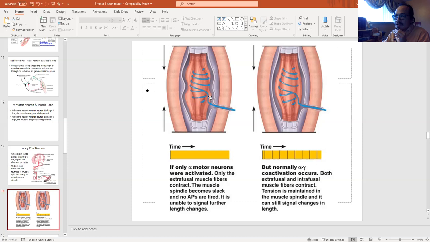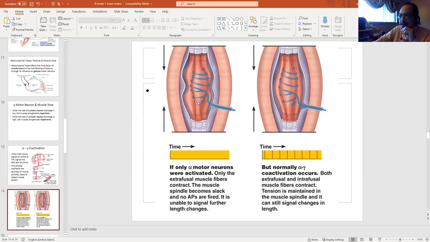Then the muscle spindle becomes not sensitive. It has no signal, it's not stretched. And so the muscle spindle reduces its sensitivity to the muscle condition. And that is not good because when we do any movement, we need to know where our muscle is. We need to maintain proprioception. So we cannot let this intrafusal muscle be loosened.